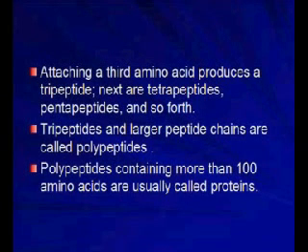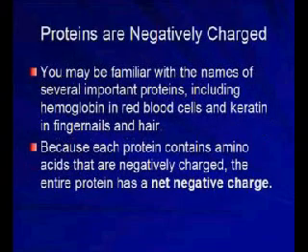Polypeptides containing more than 100 amino acids are usually called proteins. Proteins are negatively charged. You may be familiar with the names of several important proteins, including hemoglobin in the red blood cells, keratin in fingernails, and in hair. Again, these particular constituents will be discussed in a lot more detail later on in the lecture series.